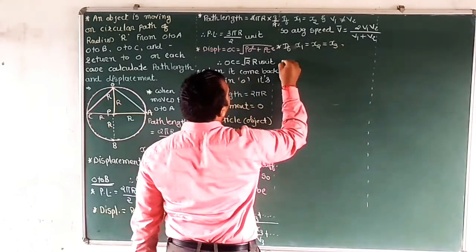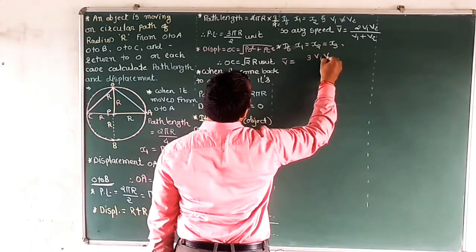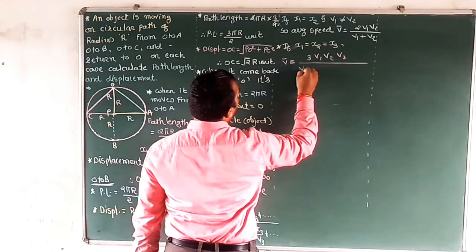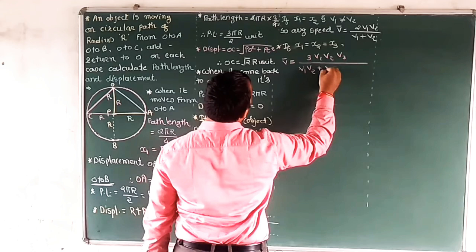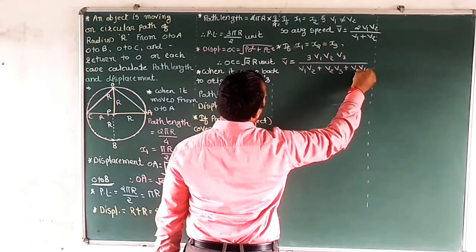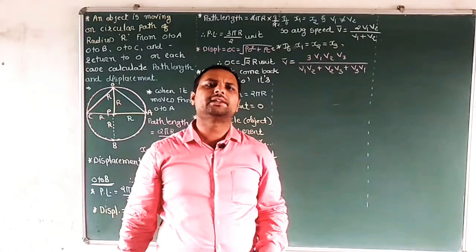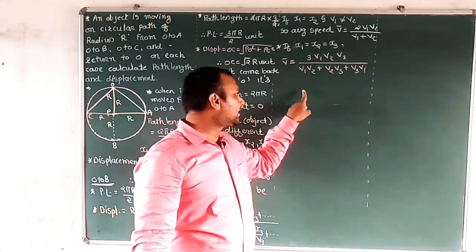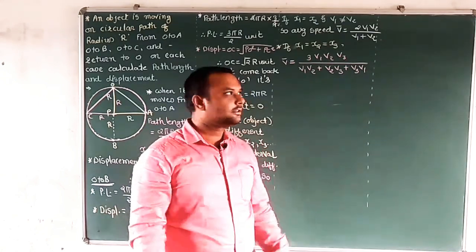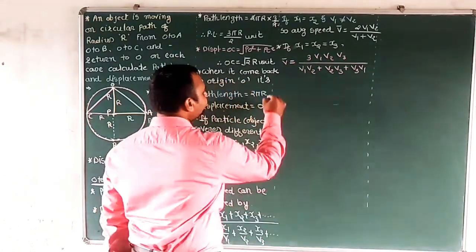So V bar is equal to 3 V1 V2 V3 divided by V1 V2 plus V2 V3 plus V3 V1. Okay, this is the shortcut trick, and in exercise that is a numerical, you can calculate easily by this formula. Okay, let's check two numericals by using this formula, so we can generalize this. Okay, check.